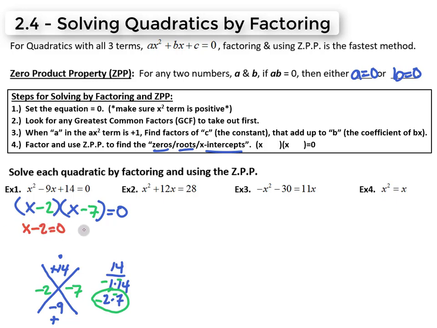So we can say either x minus 2 equals 0 or x minus 7 equals 0. And if we solve each of those by, say, adding 2 over or adding 7 over, we get positive 2 and positive 7. So when we're solving quadratics, you should always get two solutions. And here our solutions are positive 2 and positive 7.